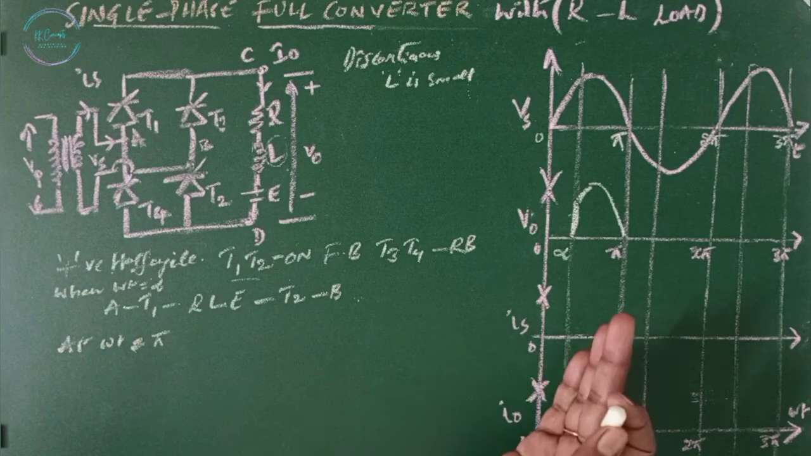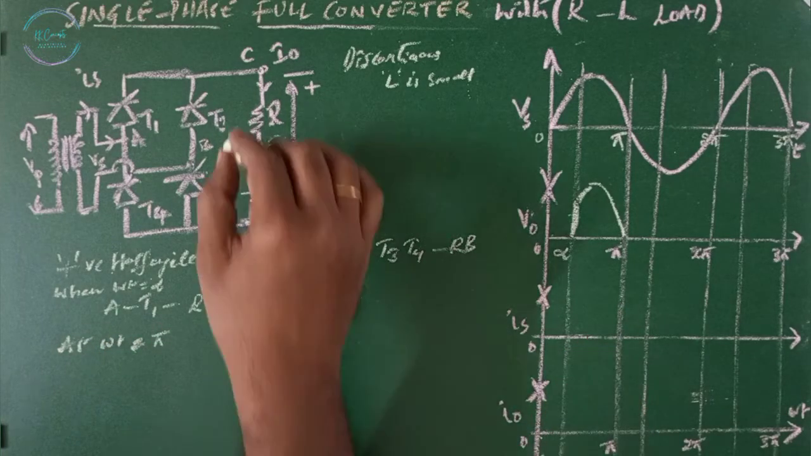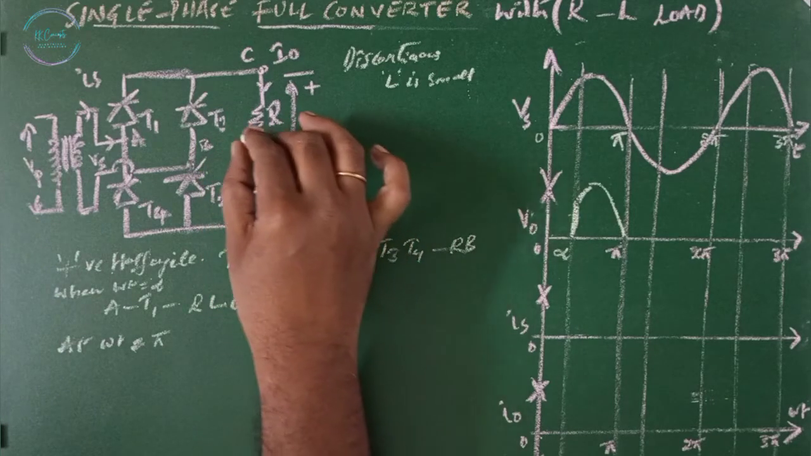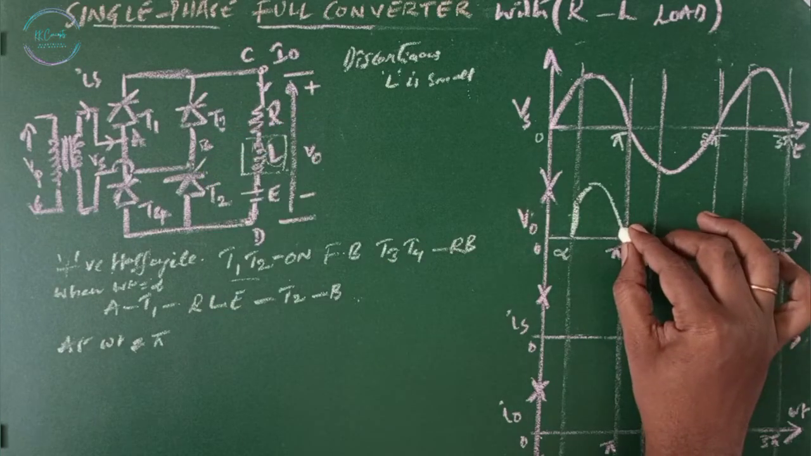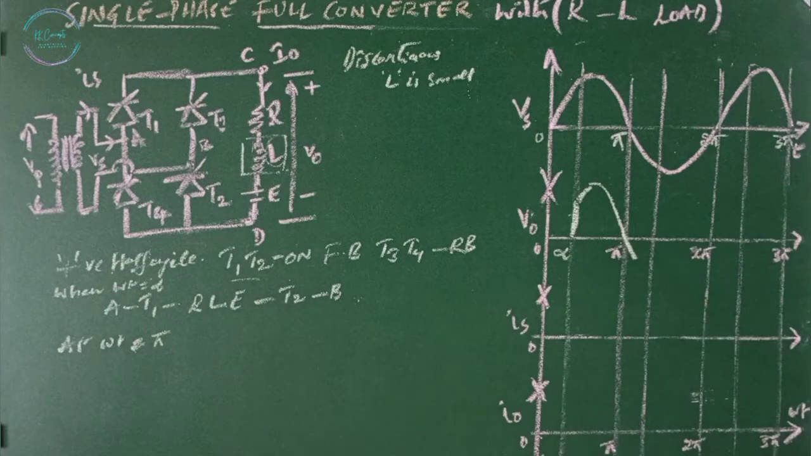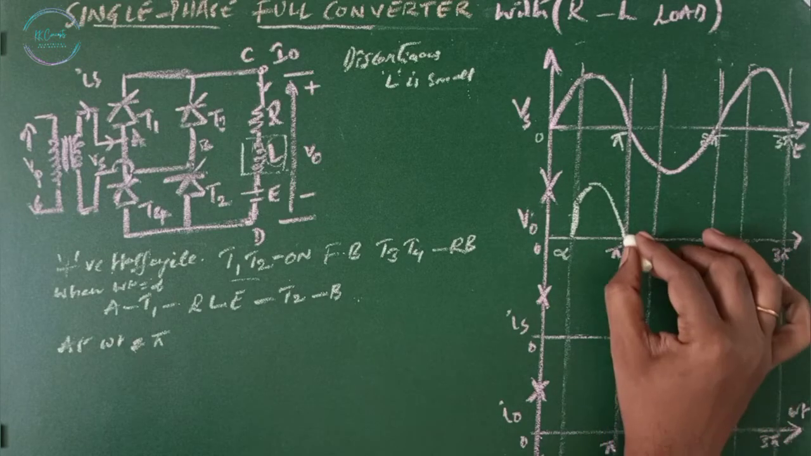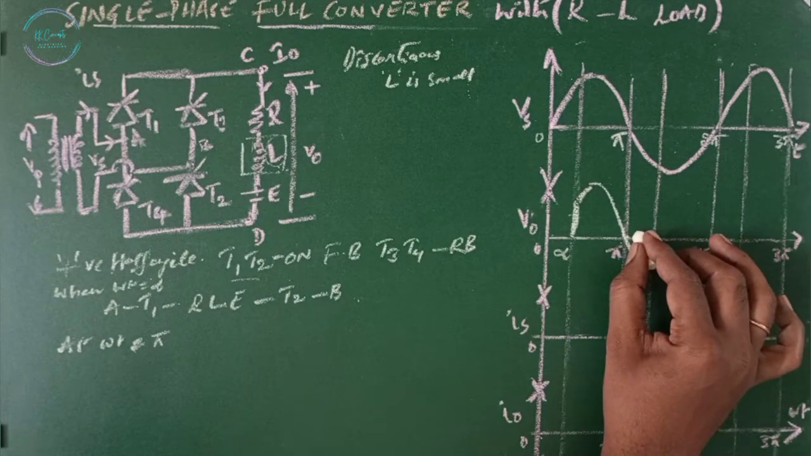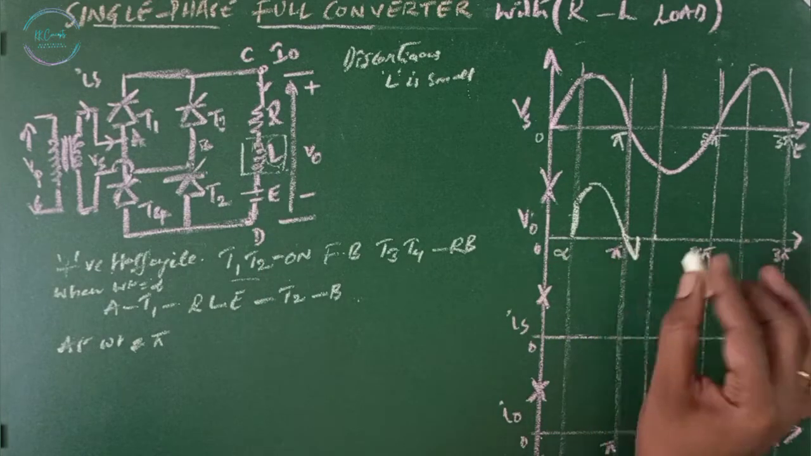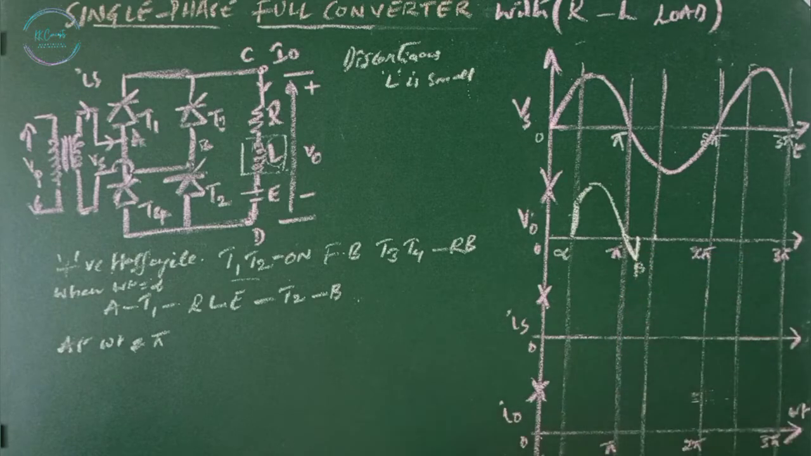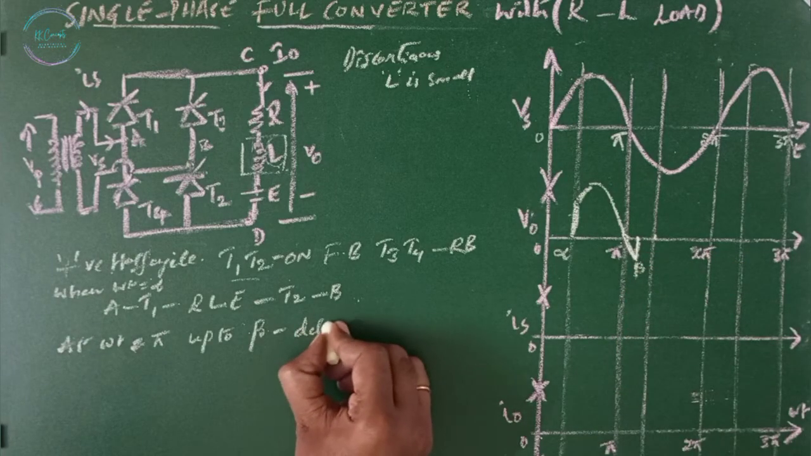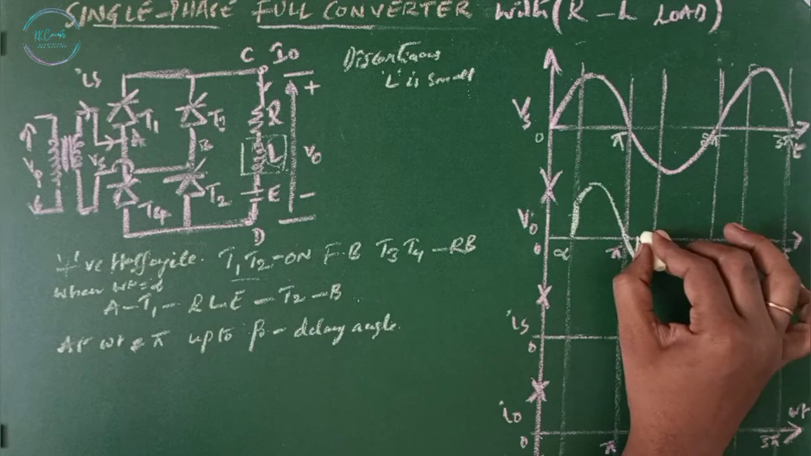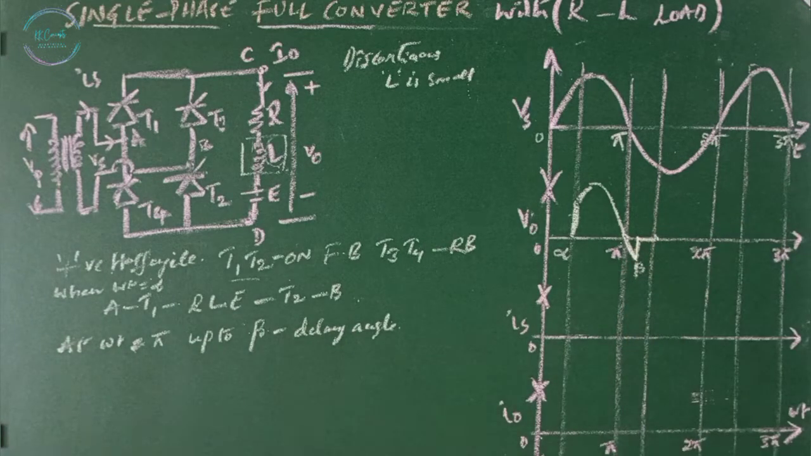Even though the input voltage becomes negative, there exists a current due to the inductor L, so a negative voltage appears across the output. This term is going to depend upon the inductor L. Since it is small, it's going to appear for a while, up to beta, which is known as the delay angle. Then it goes to 0 as the inductor stops discharging. Then the voltage across the output will become 0.